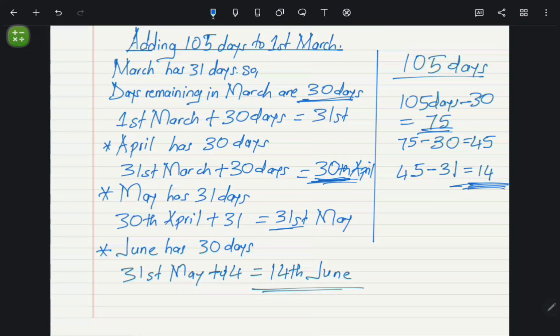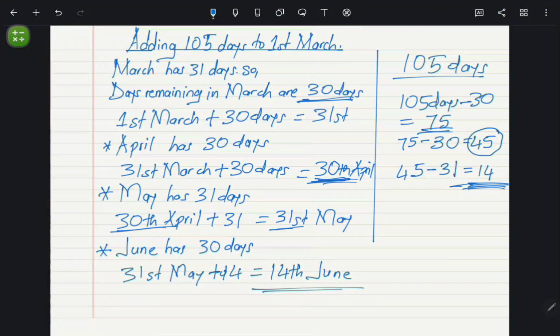And because we've added the 31 days on our left hand side, we have to subtract them from what we are remaining here with. And here we are remaining with 45. So we subtract the 31 days from 45 because they have been added onto the month of April from our left hand side. And then we remain here with 14. And now because we've added 31 days onto 30th April, we get now 31st May, the next month.